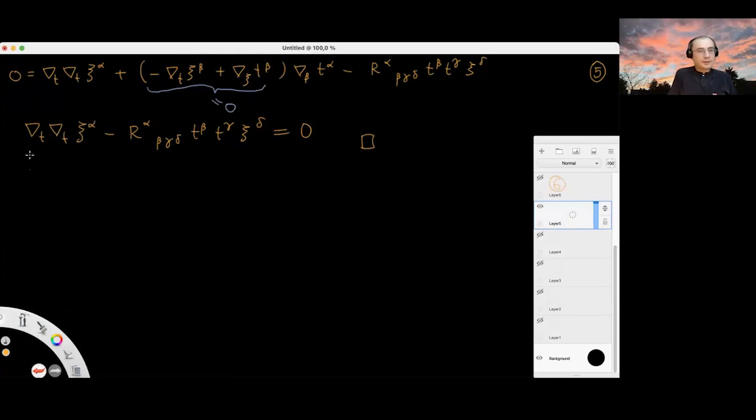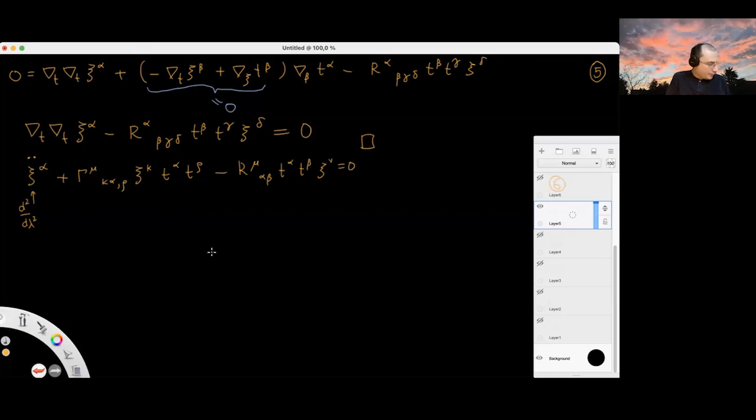It's possible to write down this equation step by step in a particular coordinate system. So in that case, it takes the form of psi alpha double dot. This is the differentiation with respect to lambda along our fiducial geodesic here. Gamma mu kappa alpha rho psi kappa. So in a general coordinate system, this is what it looks like. But that's not the most convenient way to look at this problem. The most convenient would be to do one more step.